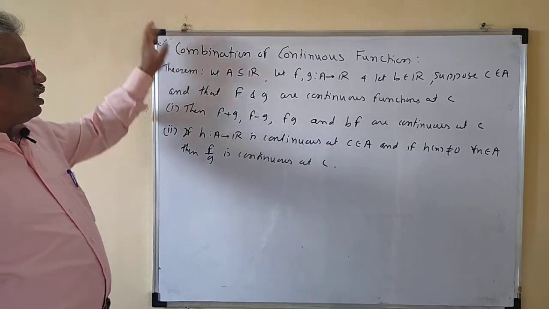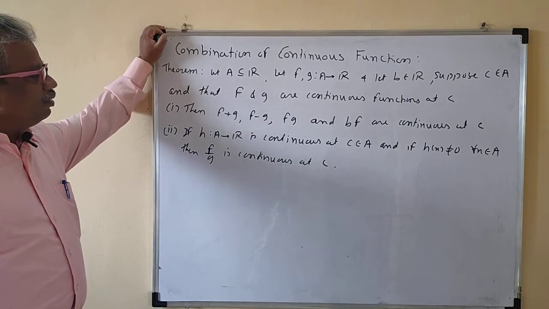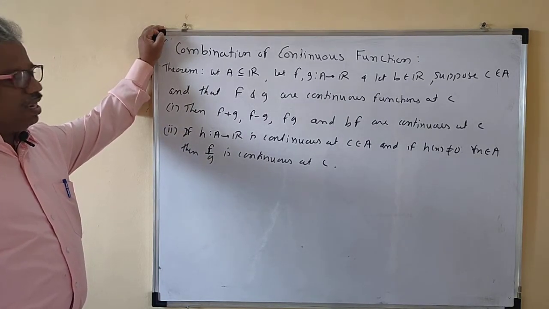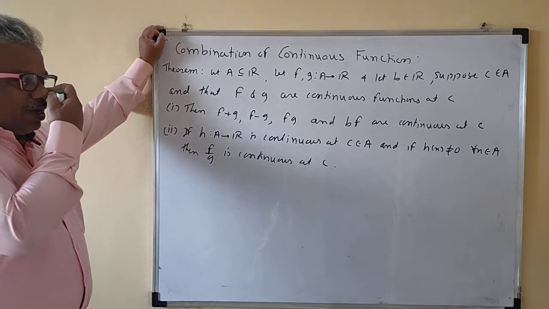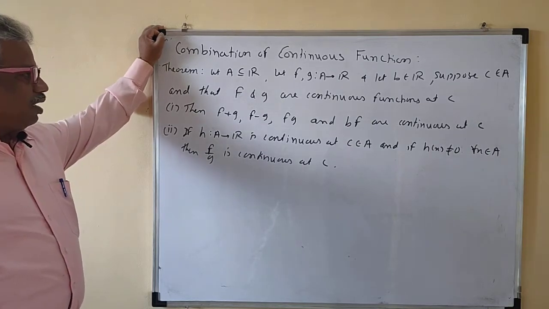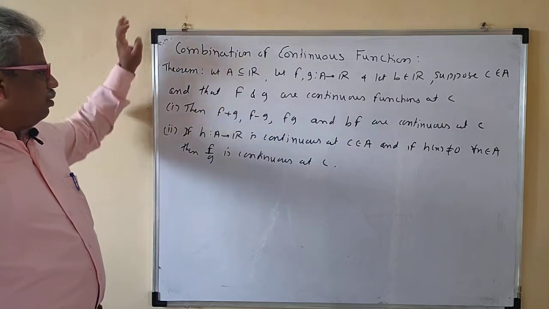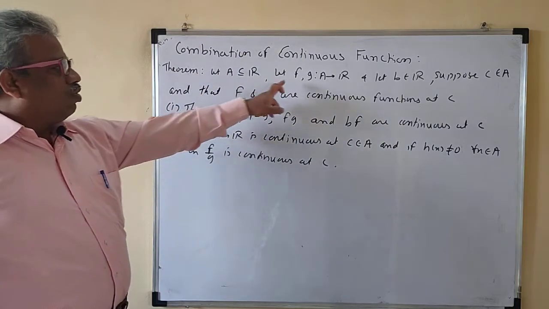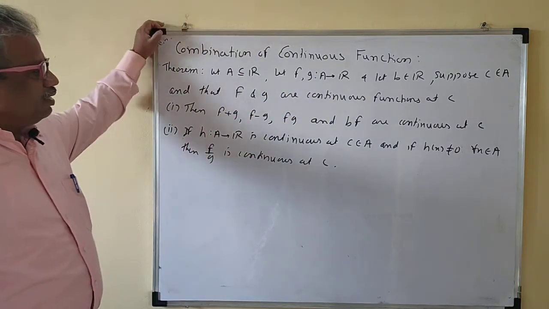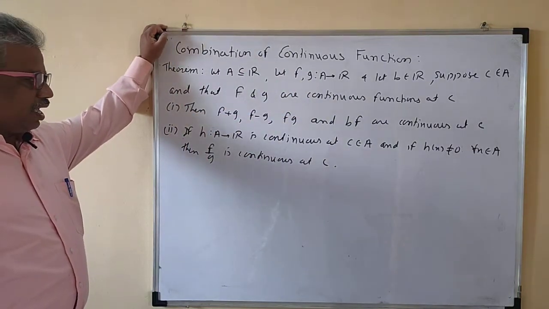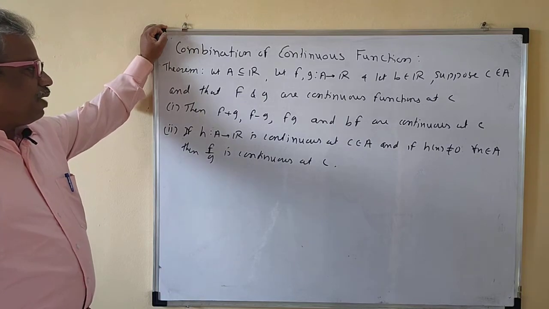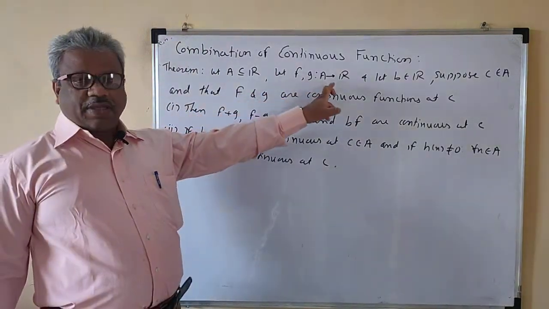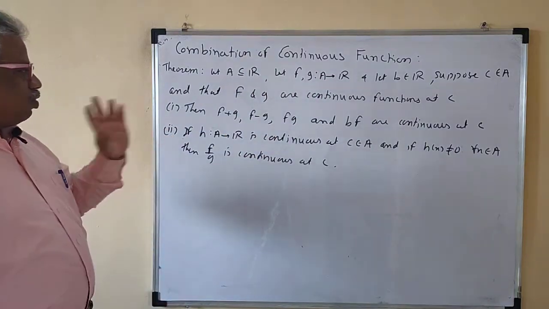So this is the theorem. A is a subset of R, where R is the set of real numbers. Suppose f and g are functions from A to R, and b is a real number. Suppose c is a point of A, that means c is an element of A, and these functions f and g are continuous at x equal to c. The domains of f and g are also the same.